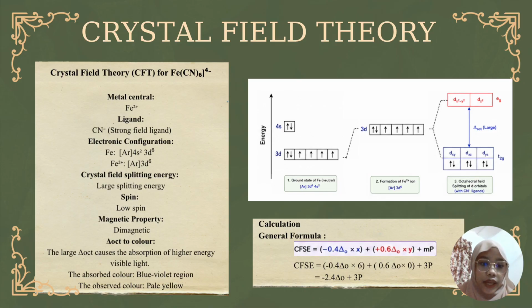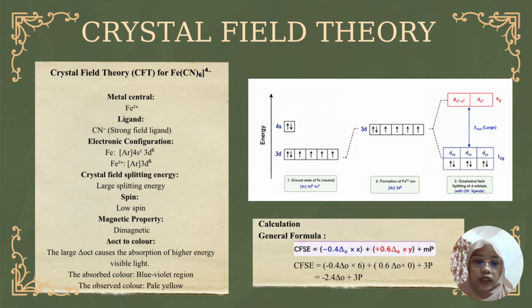And from that, we can observe the color, where the absorption of the highest energy in visible light is in the blue-violet region, and the appearance that we can see is pale yellow. Also, from the calculation of CFSE, we can see -2.4 Δo plus 3P.